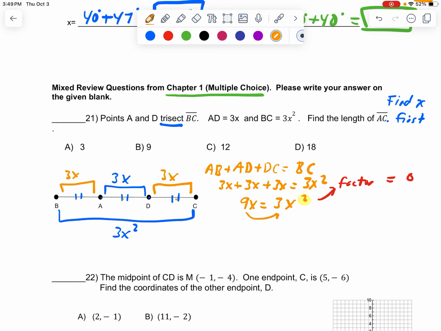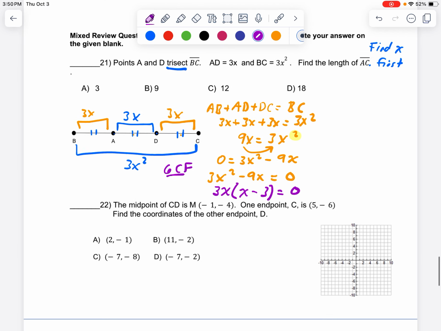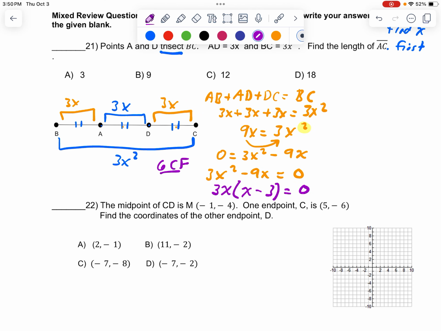So I'm going to move my 9x over here. 0 equals 3x squared minus 9x. And I'm going to flip that around just so the 0 is on the right side there. I notice that if I'm factoring, the first thing I want to consider is a greatest common factor. So I'm going to take out 3 and x, and I'm left with x minus 3 equals 0. So, as of now, I have two different possible answers for x. I could set 3x equal to 0 from this part and x minus 3 equal to 0. So x either could be 0 or 3.